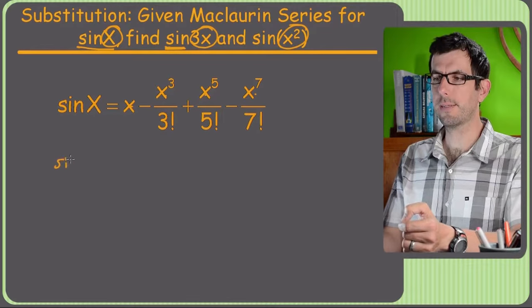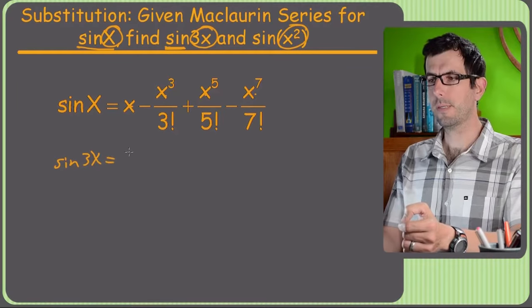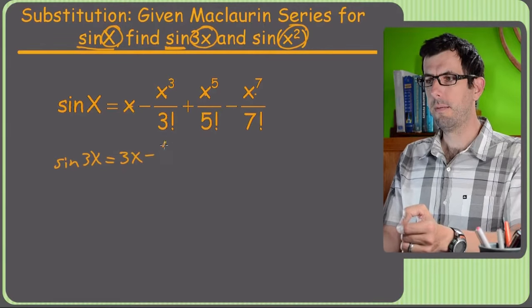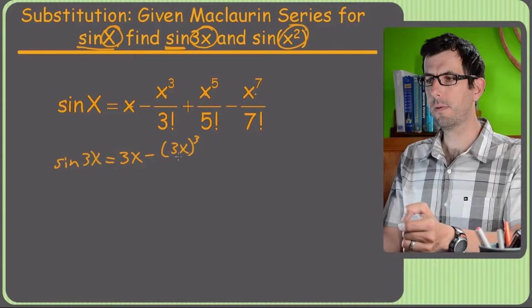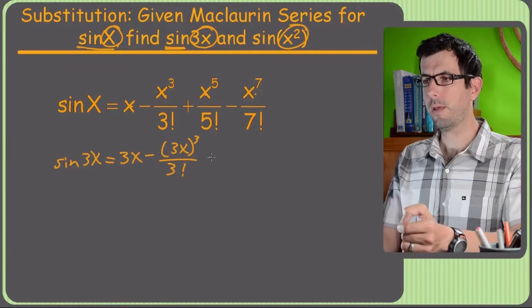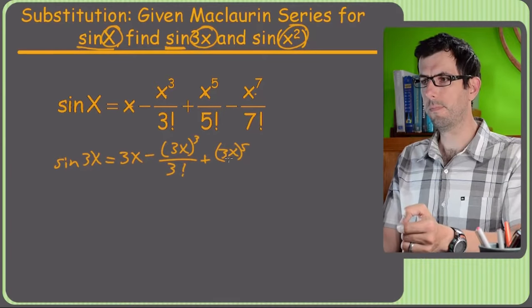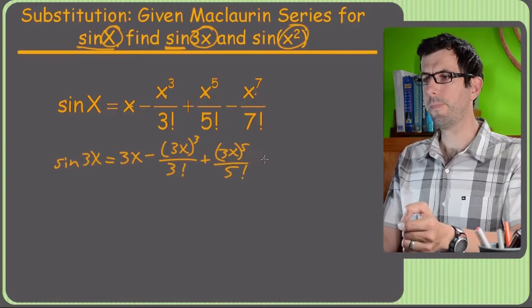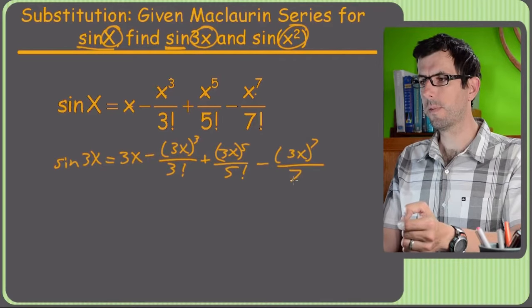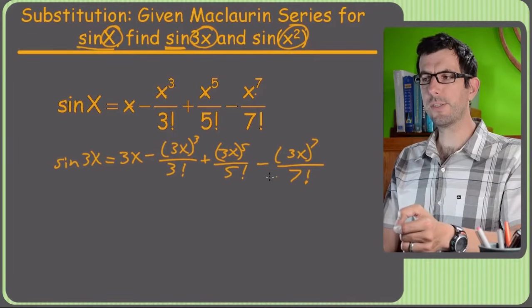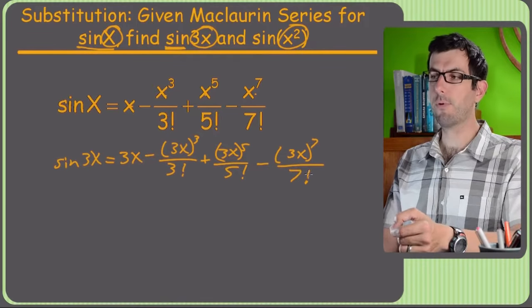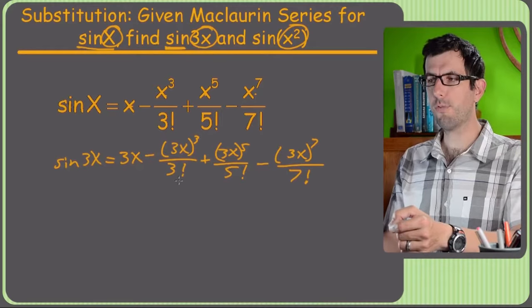So the sine of 3x is going to be 3x minus (3x) cubed over 3 factorial, plus (3x) to the 5th over 5 factorial, minus (3x) to the 7th over 7 factorial. Now you can see the fractions get pretty crazy because these denominators get really big. So we're just going to leave it in factorial form and everything.